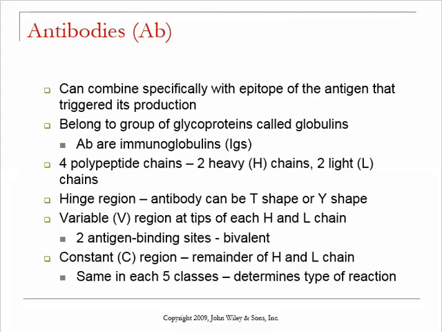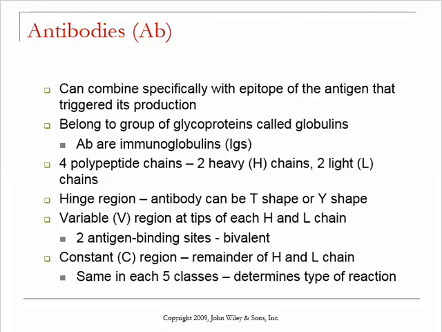So what are antibodies? These are extracellular proteins, and they combine with the antigenic determinant of the antigen that triggered their production. So it directly interacts with the antigenic determinant of the antigen that called for its production, that activated its specific B cell. And these proteins, the glycoproteins, become globular, so they become immunoglobulins.